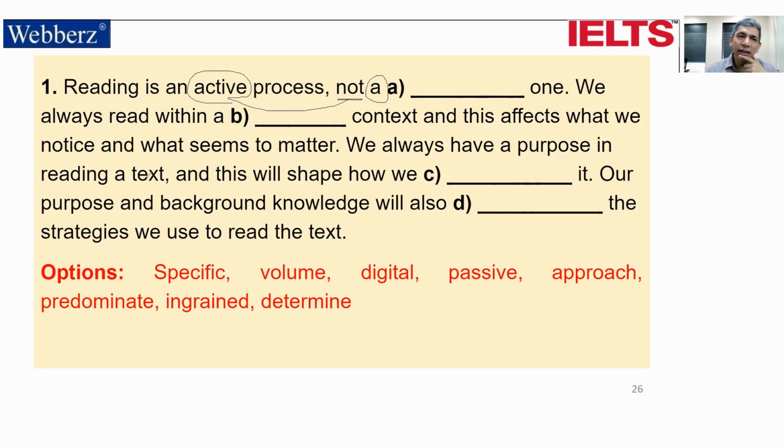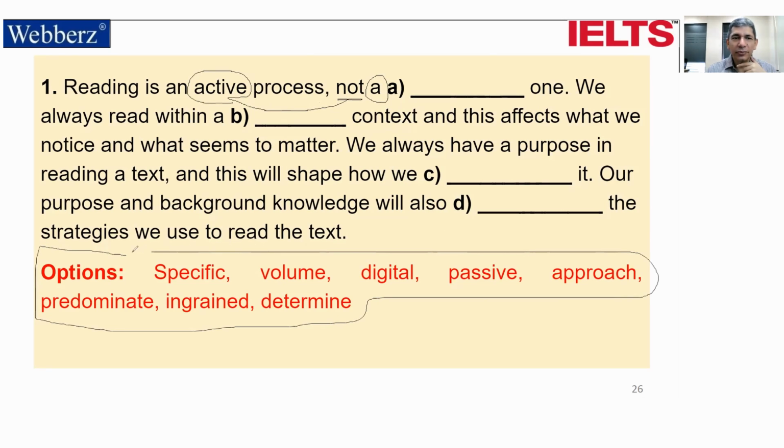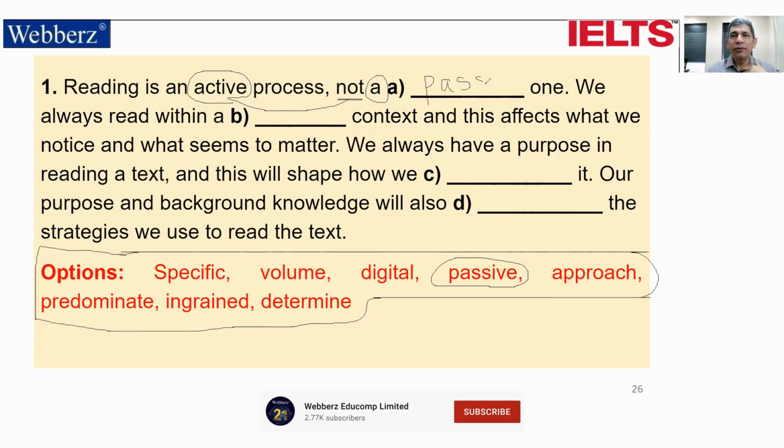Yeah, so these are the options that you have. Find out the best option which suits here. Specific, volume, digital, passive, approach, predominant. Passive. Are you sure? Yeah, passive one. Reading is an active process, not a passive one. Right. I'm going to lock this passive one. Okay, great. So you have one answer fitted there, passive one.